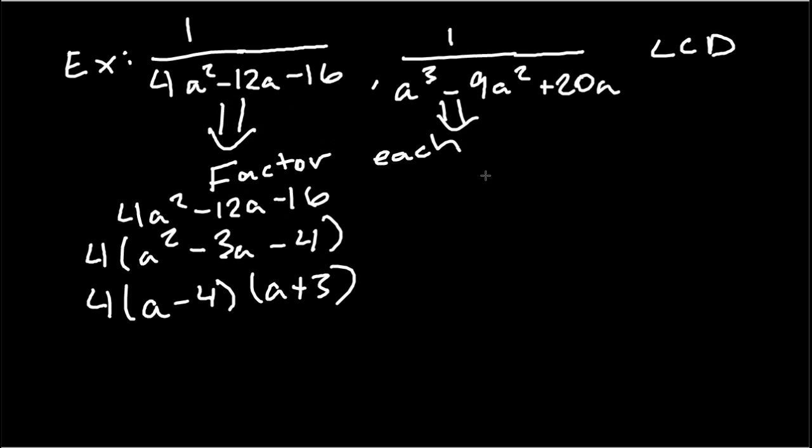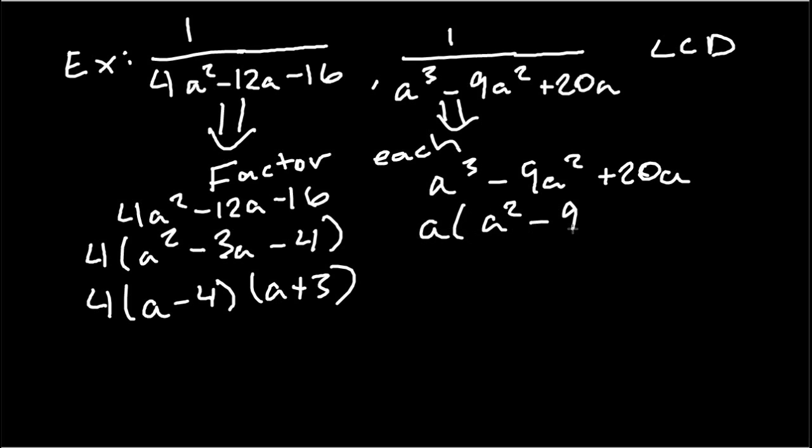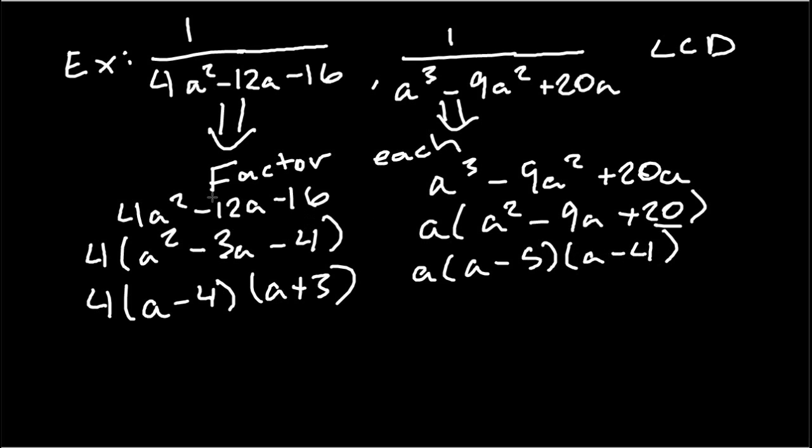Now let's come over here. Let's bring this down. We've got a cubed minus 9a squared plus 20a. Well, first thing we can do, just like we did over here, is take something out. Here we can take out an a. So that gives us a squared minus 9a plus 20. And we can factor this, factors of 20 that add up to negative 9. That's going to give us a minus 5 and a minus 4. So, first step, factor each of our denominators. Done.